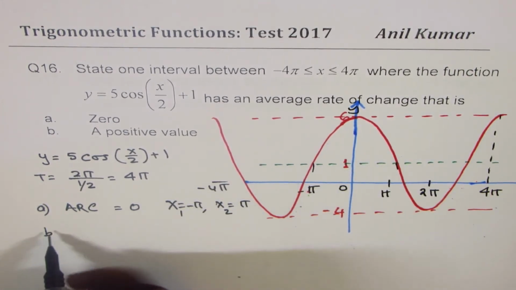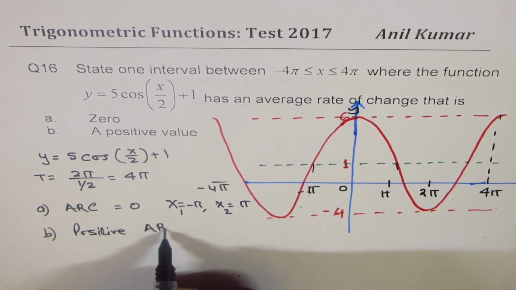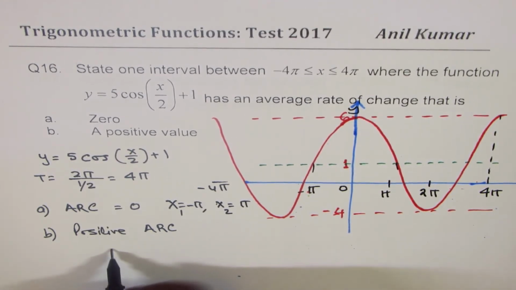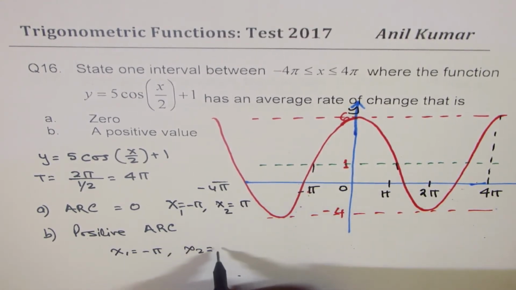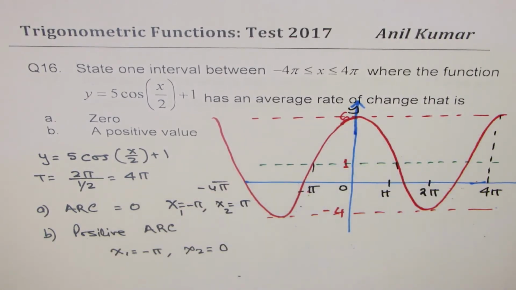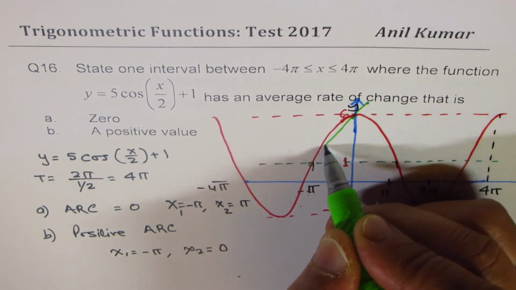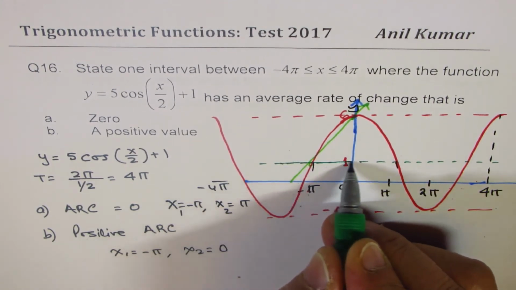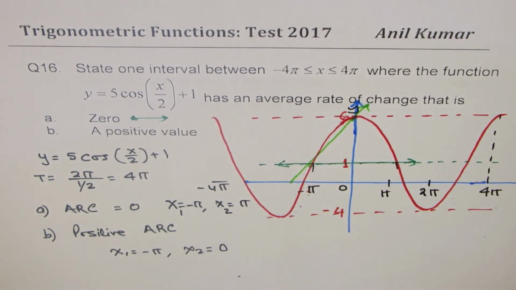So for the positive, which is part B, positive average rate of change is from the interval where x1 value is at minus pi and x2 is at 0. So that gives us positive rate of change, correct? So as you can see, if I join these 2 points, that is my positive rate of change. And if I join these 2 points, then this horizontal is 0 rate of change. So I hope that makes sense, right? Similarly, you could find many other points, correct?